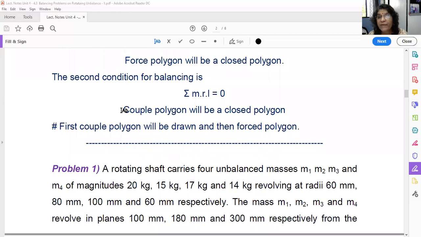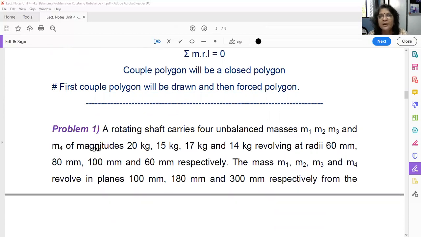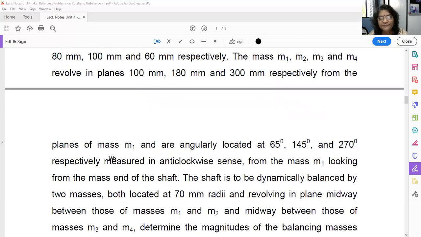Remember, very important thing, always first you have to draw the couple polygon and then the force polygon. In a few exceptional cases you can draw only the force polygon if you can. Why that, I have already told you in the earlier lecture. Today also when we solve the problem I will explain it again. So let us see the first problem.